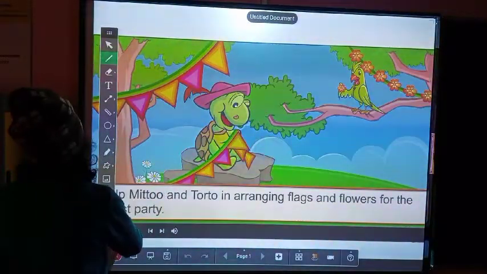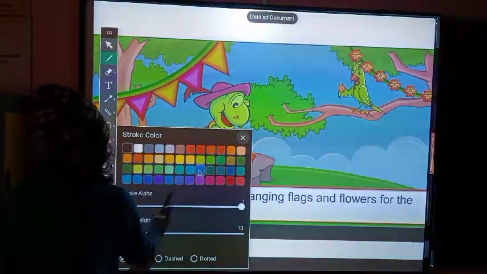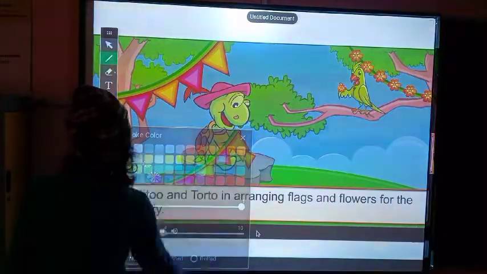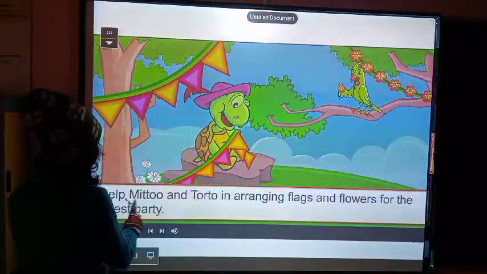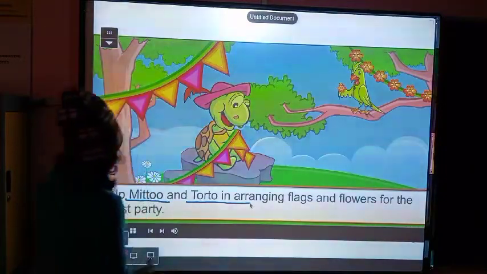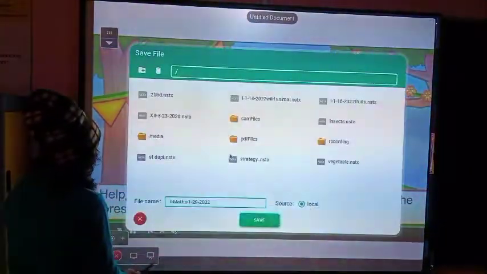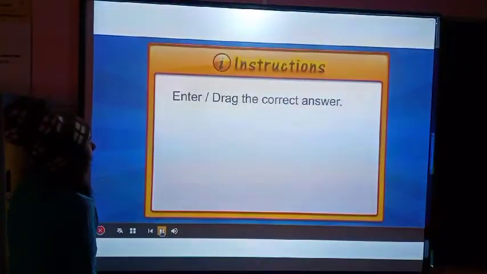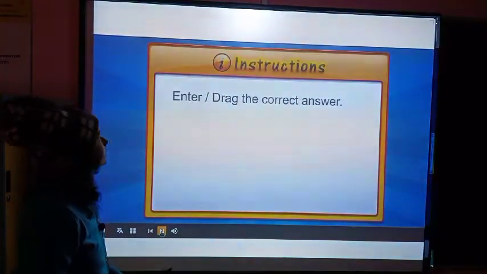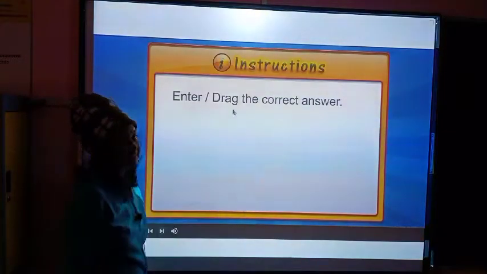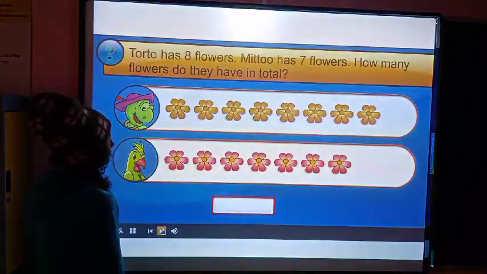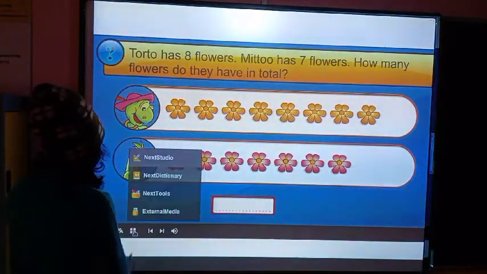Help Mitu and Toto. There are some instructions: drag the correct answers. Then there are some questions.